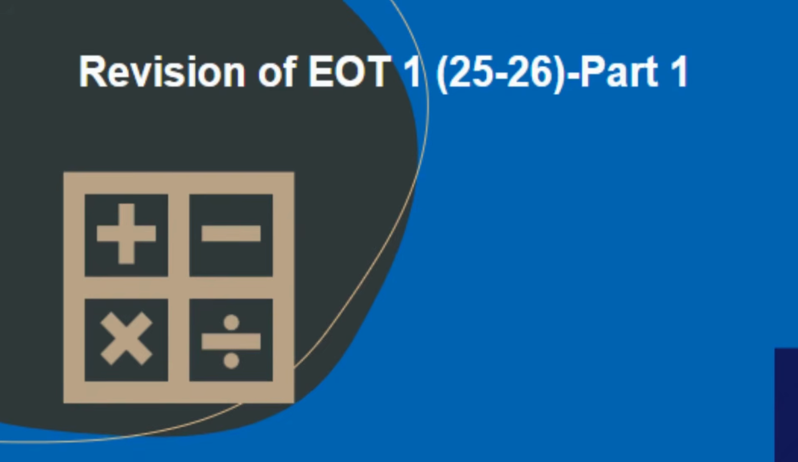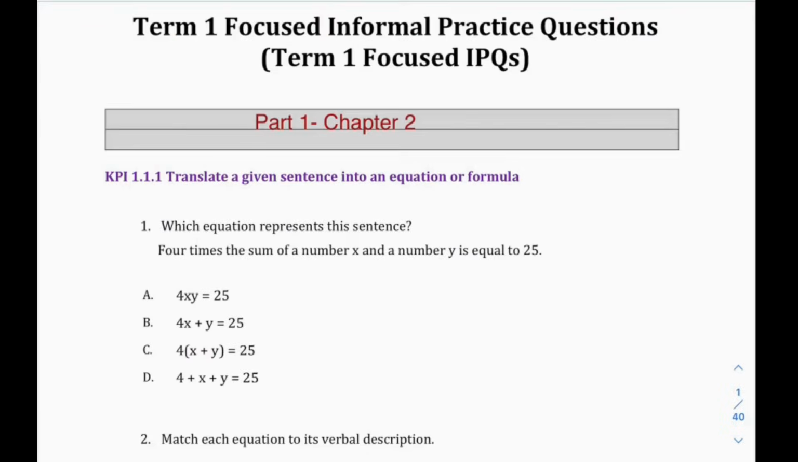And this revision will be divided into parts. We will start with part 1, which includes revision of module 2 or chapter 2. Chapter 2, as you remember, consists of solving equations: one-step, multi-step, and equations with variables on both sides. It includes absolute value equations, solving proportions, and using formulas. It also includes the first part, which is writing and interpreting equations.